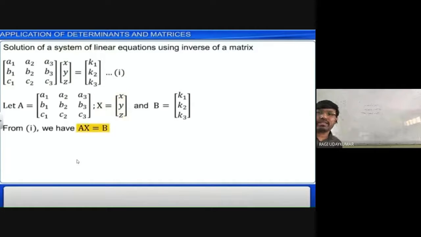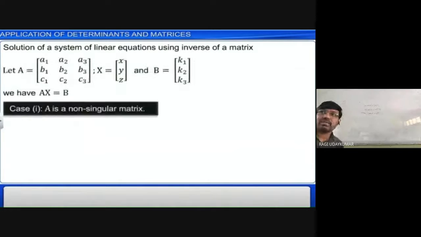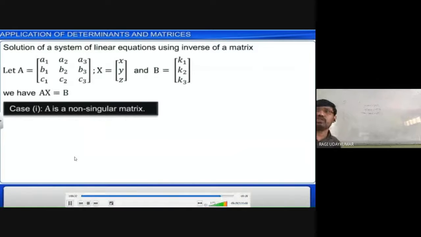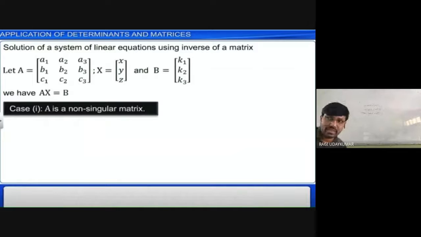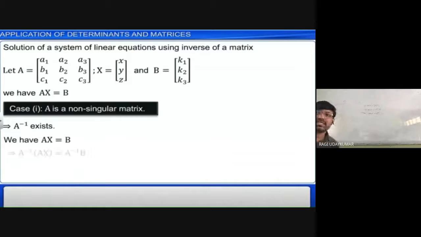So to find this matrix from AX = B, we multiply both sides on the left by the inverse matrix of A. First, A should compulsorily be a non-singular matrix, which means the inverse should exist. So in the first case, consider A to be a non-singular matrix. Therefore the inverse exists. You multiply this inverse on the left-hand side of both sides of AX = B. Okay. Then what do you get?